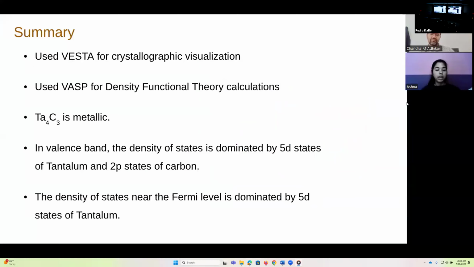In summary, we used VESTA for crystallographic visualization. We used VASP for density functional theory calculations. Ta4C3 is metallic. In the valence band, the density of states is dominated by 5d states of tantalum and 2p states of carbon. The density of states near the Fermi level is dominated by 5d states of tantalum.